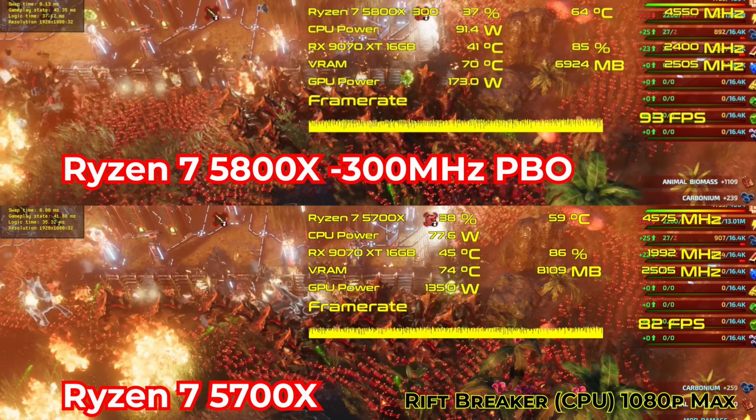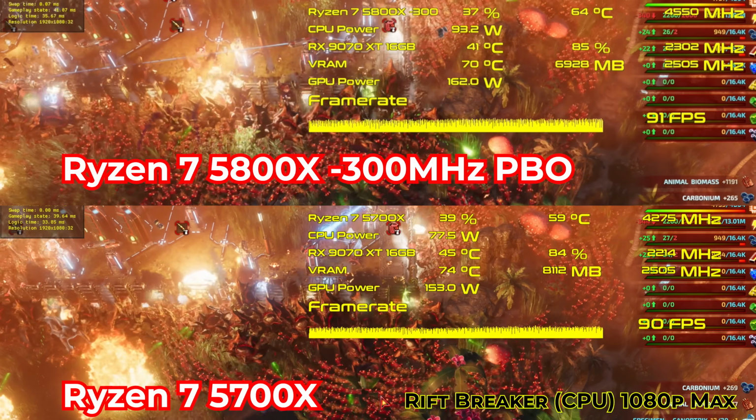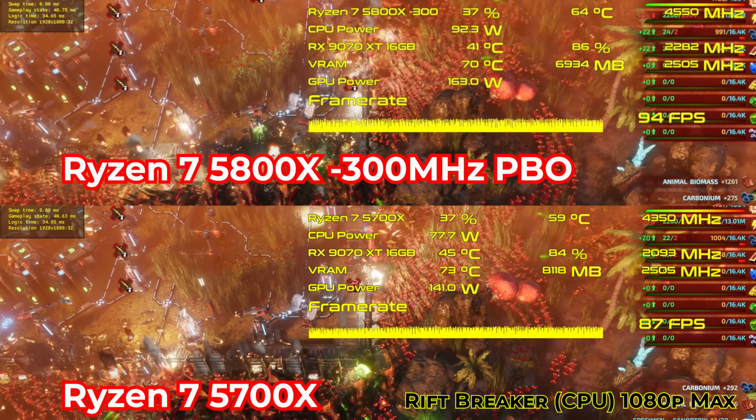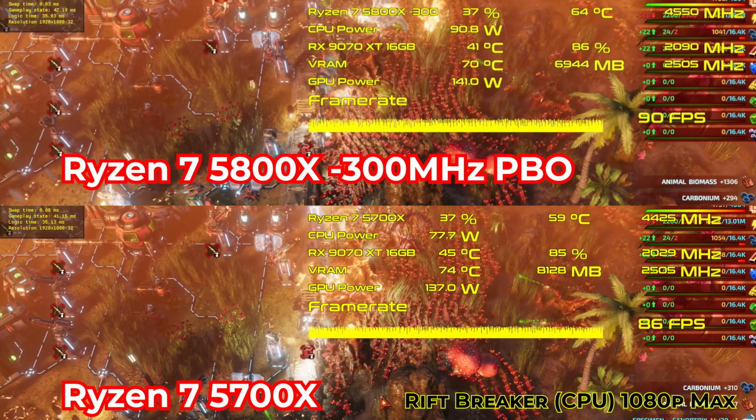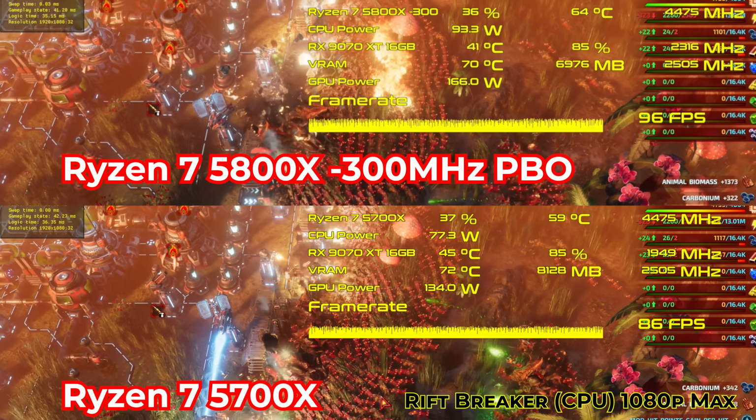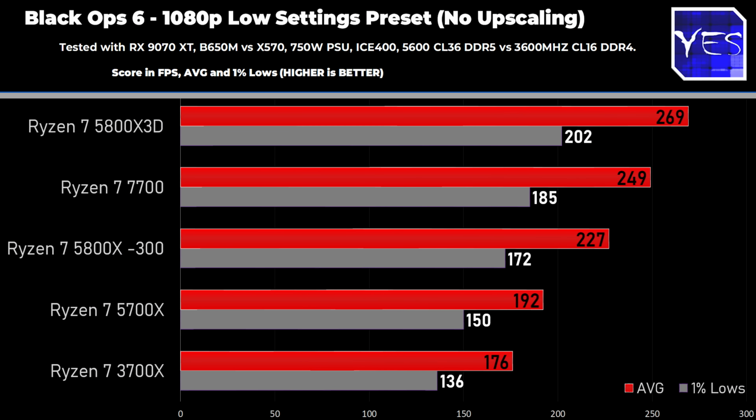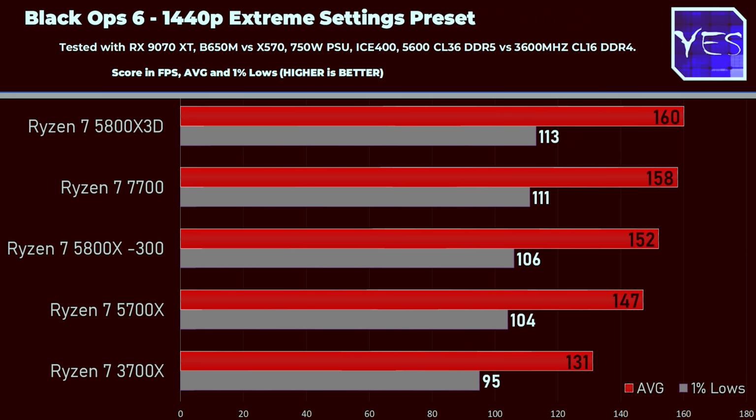And I do believe that CPU can boost up to 4.65 gigahertz, at least on the single core side. However, this is where it gets a little bit weird, because the all-core speeds, even though it's minus 300 megahertz on the maximum PBO setting, I do believe the all-core speeds can sometimes still remain higher than that of a 5700X. And we're seeing this in some of the games here, especially when we look at a game like Black Ops at 1080p. And we'll start off with these results here, where it did win at 1080p and 1440p and 4K when coupled with the RX 9070 XT.